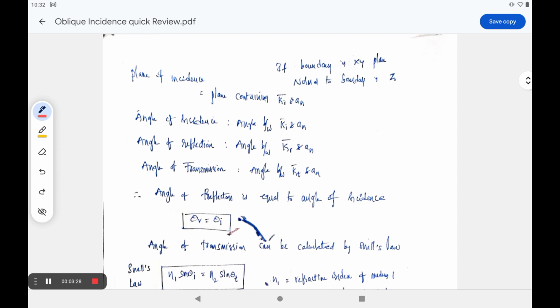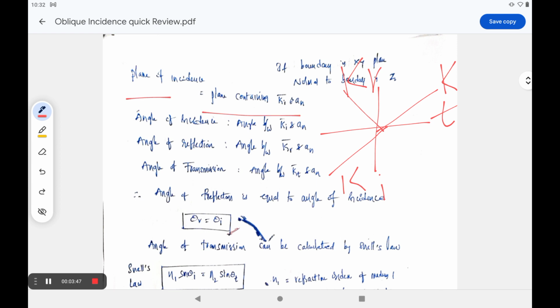Next, these are some of the important terminology, like in the previous diagram. This is the representation where ki is the incident wave, kr is the reflected wave, and kt is the transmitted wave. The plane of incidence is the plane containing ki and the an direction. Angle of incidence means the angle between this direction and this direction. This is generally called the angle of incidence, theta i. Angle of reflection is the angle of the reflected wave to the an direction. Angle of transmission is the angle of the transmitted wave to the an direction. This is nothing but an or maybe ak.